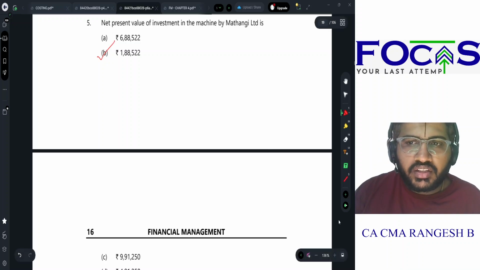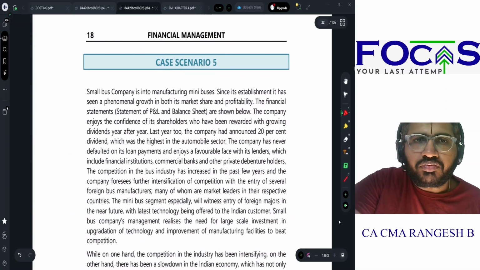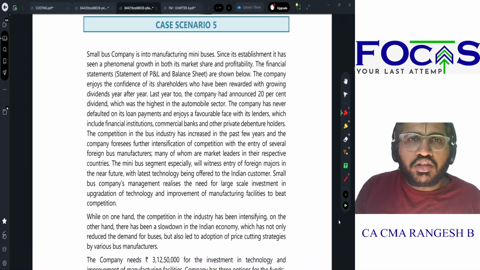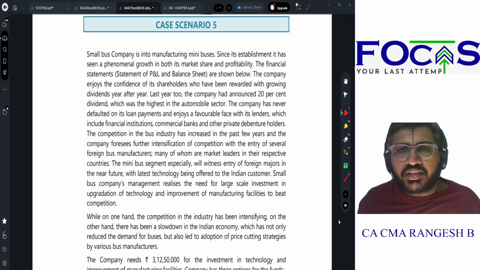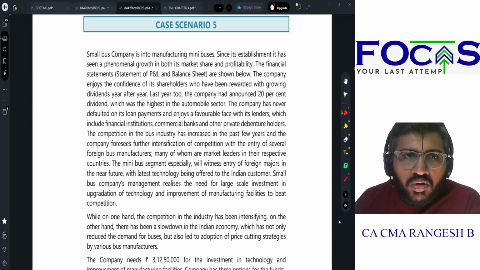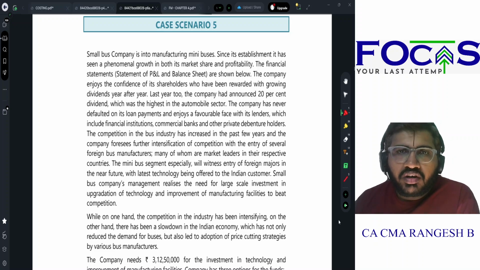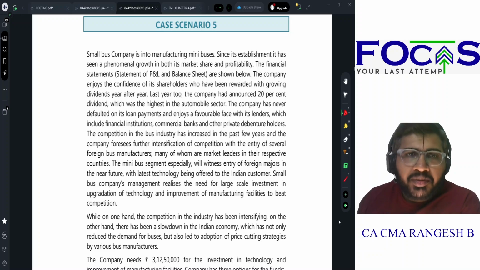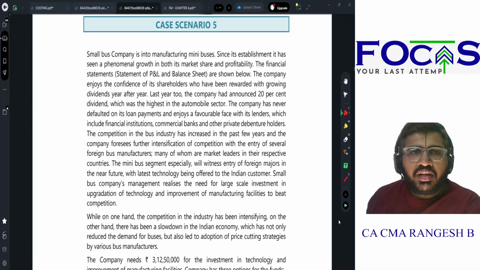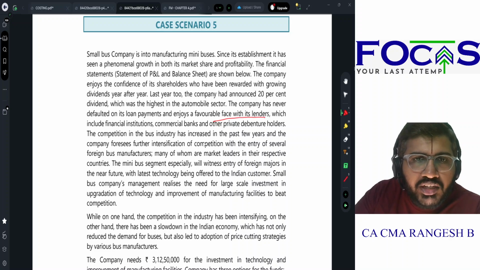Now let us go to illustration 5, which will be the last illustration for this particular video, or rather case scenario 5. Small bus company is into manufacturing mini buses. Since its establishment, it has seen a phenomenal growth in both its market share and profitability. The financial statements are shown below. The company enjoys the confidence of its shareholders, who have been rewarded with growing dividends year after year. Last year too, the company had announced 20% dividend, which was the highest in the automobile sector. The company has never defaulted its loan repayments and enjoyed a favorable phase with its lenders, which include financial institutions, other private debenture holders, and so on.